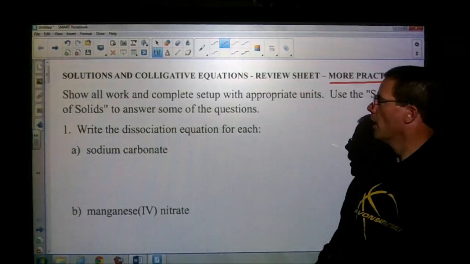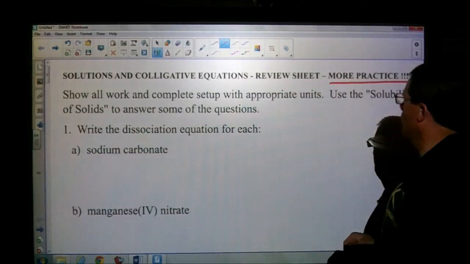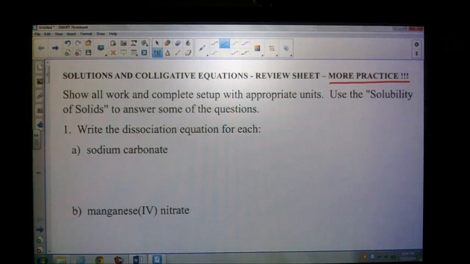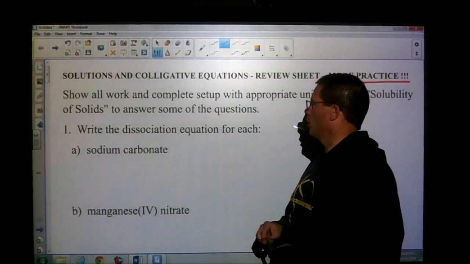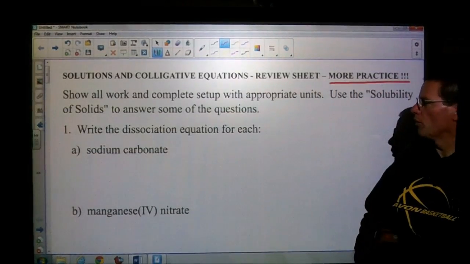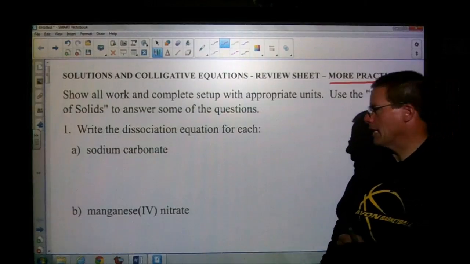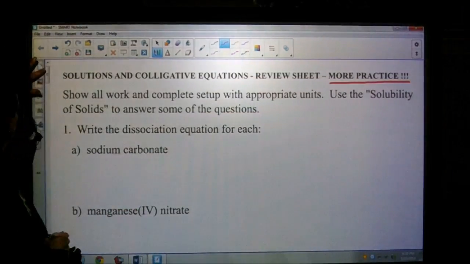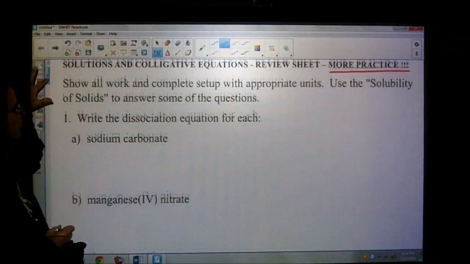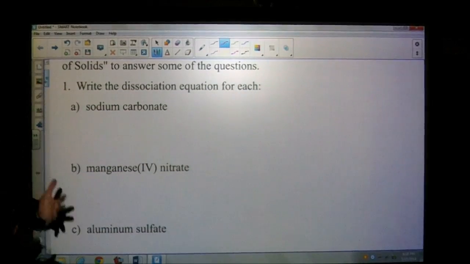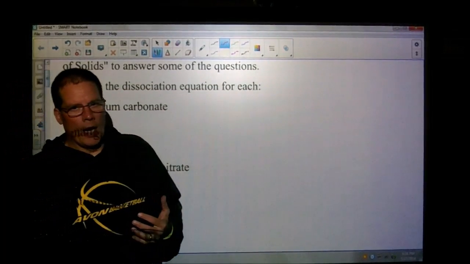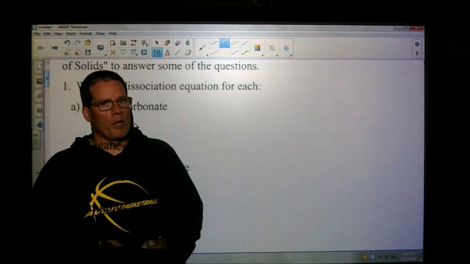Alright, the question says, show all the work and complete the setup with the appropriate units. Use the solubility of solids to answer some of the questions. So number one says, write the dissociation equation for each. Now some of you are still struggling a little bit with dissociation equations. That's why I put this on here, and it's really something that you should have a pretty good grasp on.